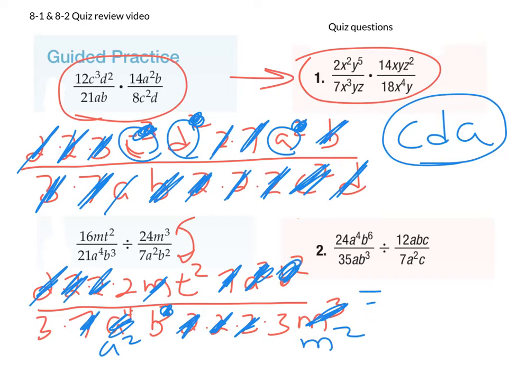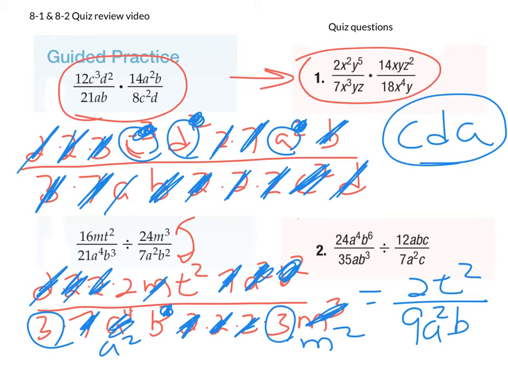So in my numerator, I now have 2t squared, over, what's left over is 3 times 3, that's these 3's, and I have an a squared b, and an m squared. And so my answer then, that's the only thing different between this problem and the problem above, is to flip things. So now it's your turn to do number 2.